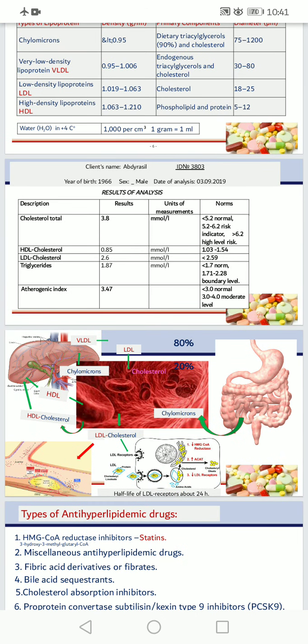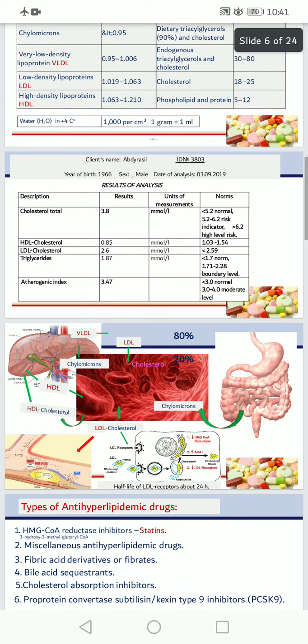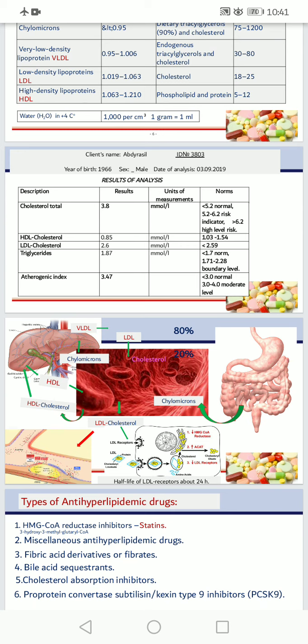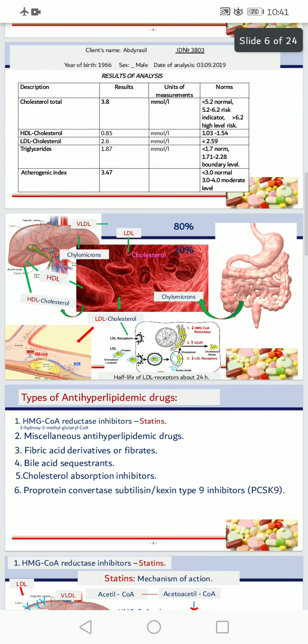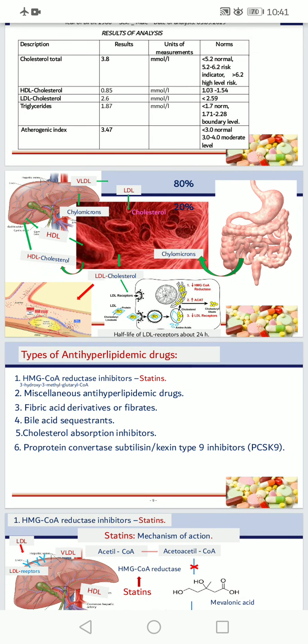These are the table of results of analysis. You can see in the table what these are. Description: cholesterol total result 3.8, HDL cholesterol 0.85, LDL cholesterol 2.6, triglyceride 1.87, and atherogenic index is 3.47. Okay, you can see the units and norms of these, and you can also see the structures of these body organs and the location, and the LDL percentage, chylomicrons, and the whole of these situations.